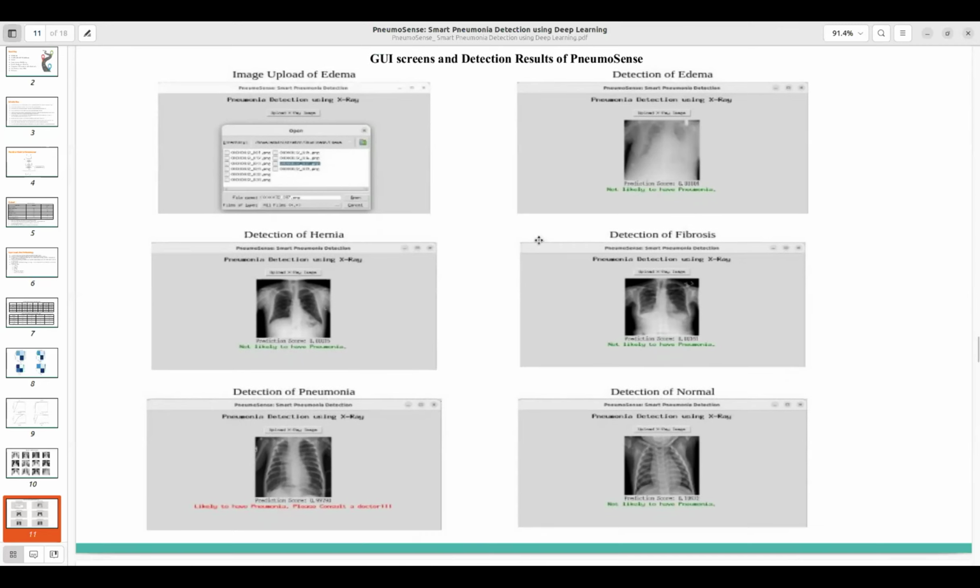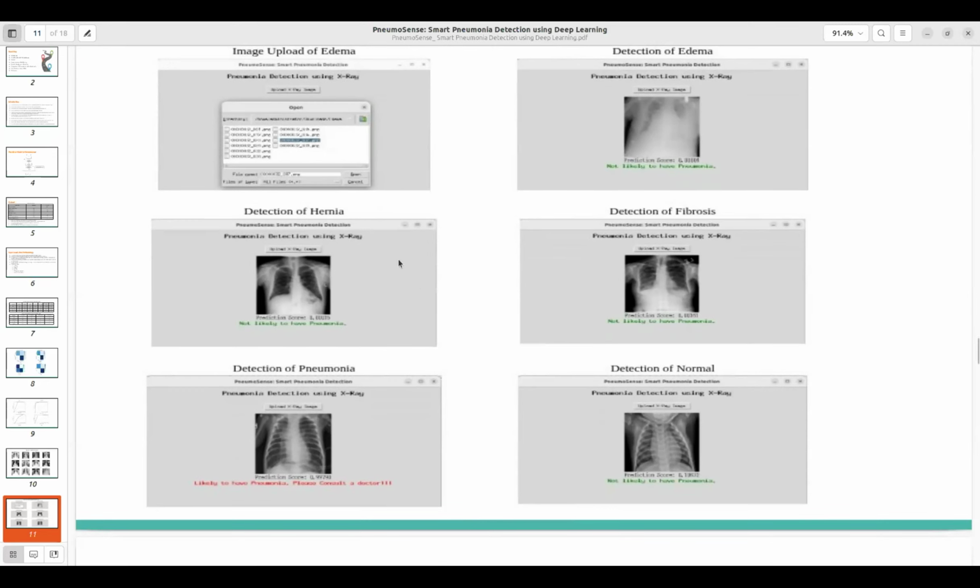So this is the testing case of hernia, again fibrosis. Again it gives the message that you are not likely to have pneumonia. And here in the last use case, yeah.